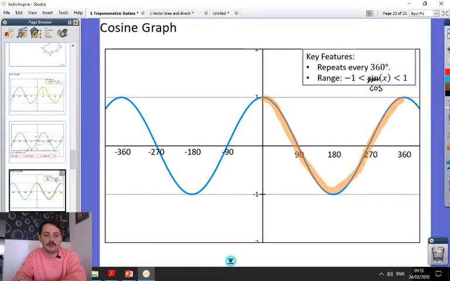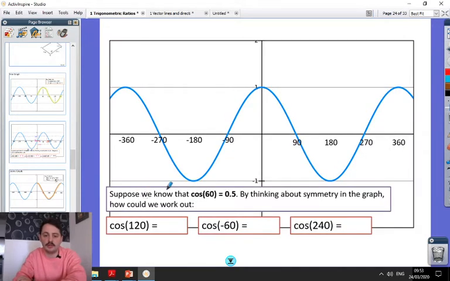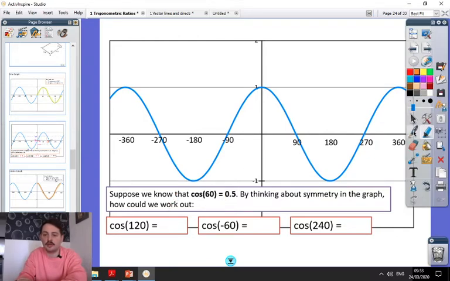We're going to do a similar thing now, and we're going to try and find some additional values from the cosine graph. So they've now said, suppose we know that the cosine of 60 is 0.5, and this is true, obviously, you can check that on your calculator. By thinking about symmetry in the graph, how could we work out the cosine of 120?